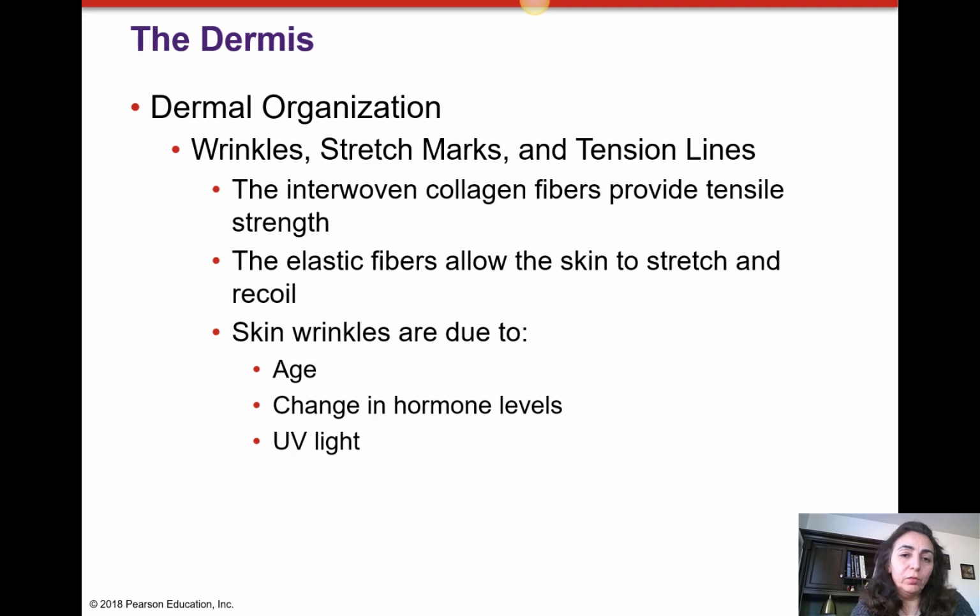So we have some changes in the skin right here: wrinkles, stretch marks, and the tension lines. So let's talk about these in the next video. So have a great time. We're continuing this conversation in part 2 of the integumentary system.